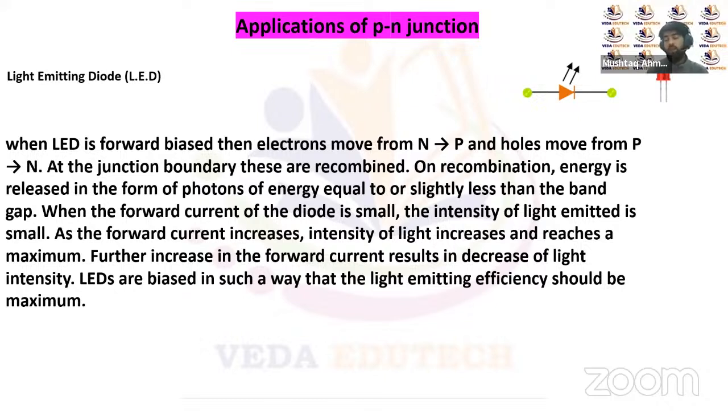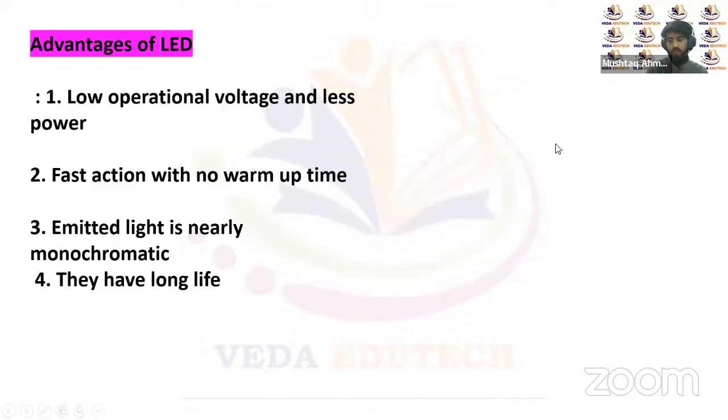So LEDs are biased in such a way that there is an effective output of the intensity, or we can say the intensity of the LEDs is maximized, right? So this is how the LEDs actually work. They're actually forward biased P-N junction diodes, where the recombination of the electron hole pair takes place, and because of the recombination, radiations are emitted, right? These radiations are used for different purposes in our daily lives.